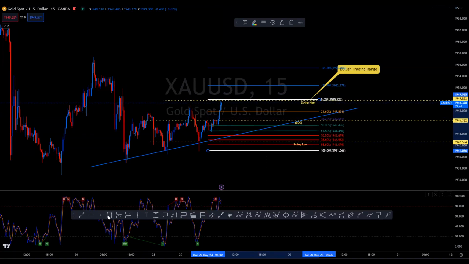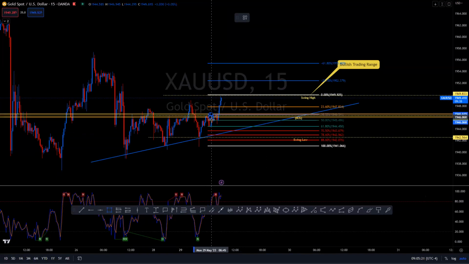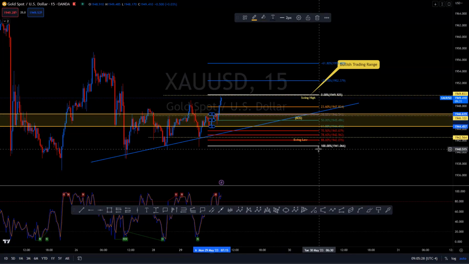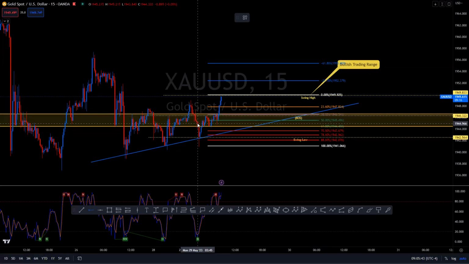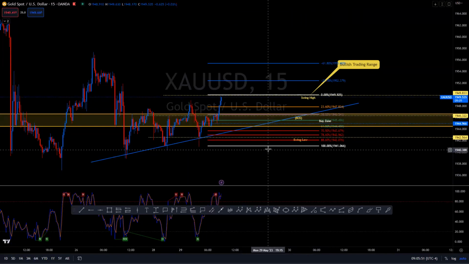So what I'm going to do is take my rectangle tool and draw my zone from the 3820 all the way down to 6180, because I am counting on price to do a counter trend sell to retest anywhere in this area and then go up. So this area here is going to be considered our buy zone. That's what we're going to put.